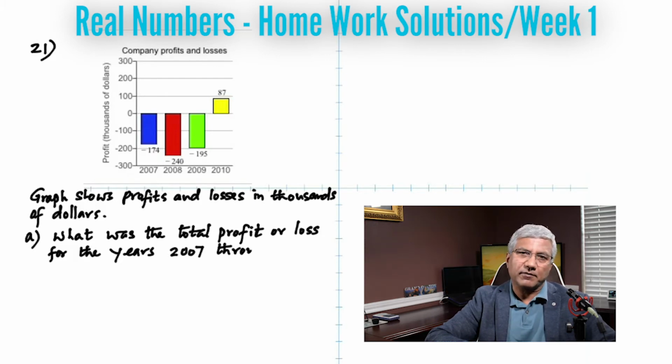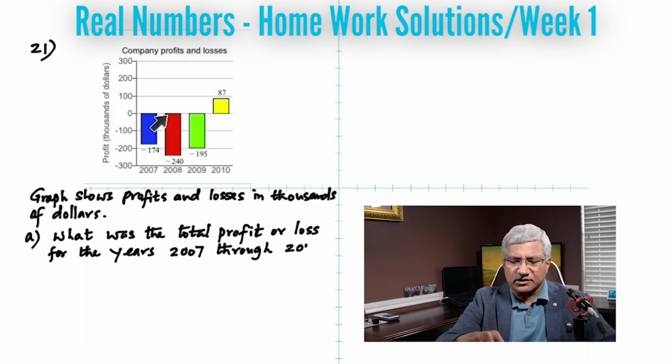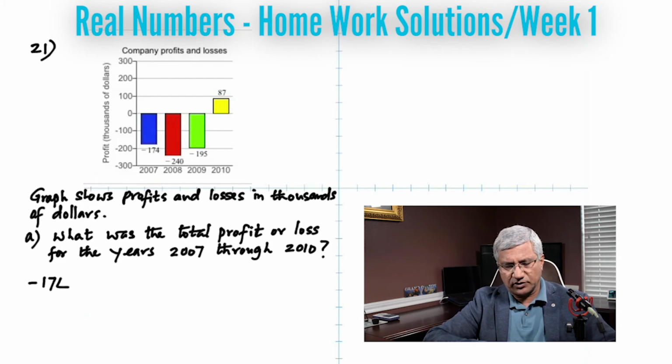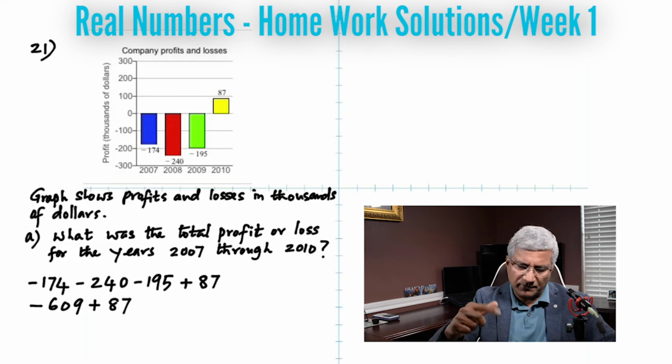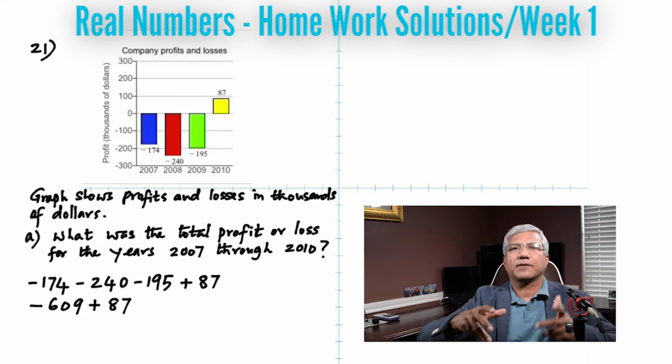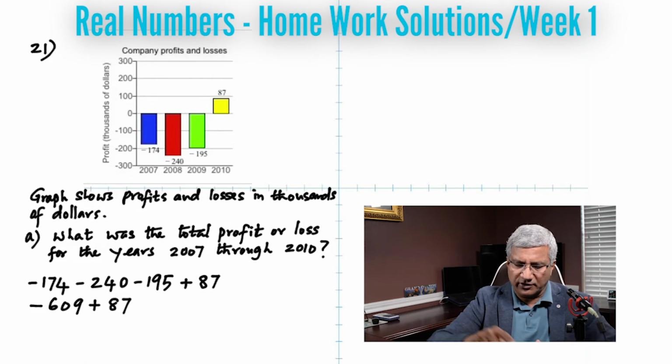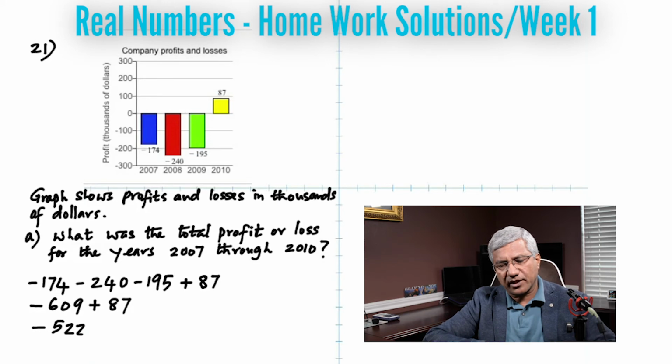All right, so how do we do that? Well, you have the losses and the profit for each one of those years, so you've got to add all of them together, which means you're adding three negative numbers and one positive number, right? Okay, so negative 174, negative 240, negative 195 plus 87, right? So first the three negatives give negative 609 and then plus 87. Now is where you take the difference in their absolute values and put the sign of the greater number, which is negative. That gives you negative 522, okay?